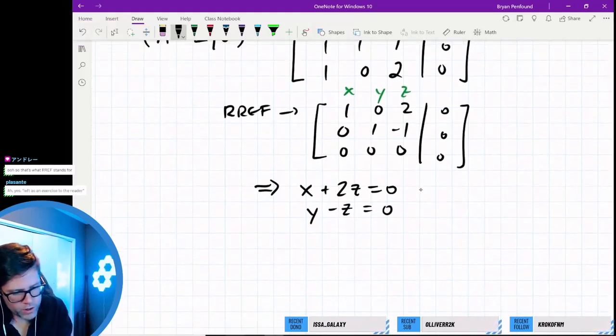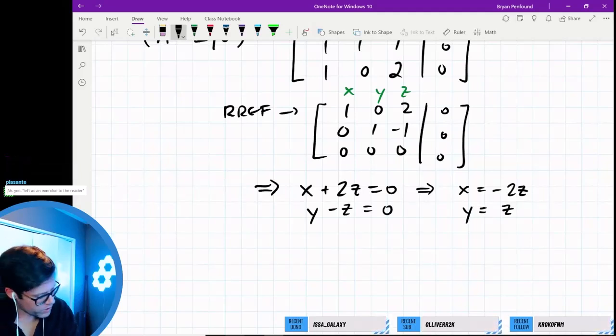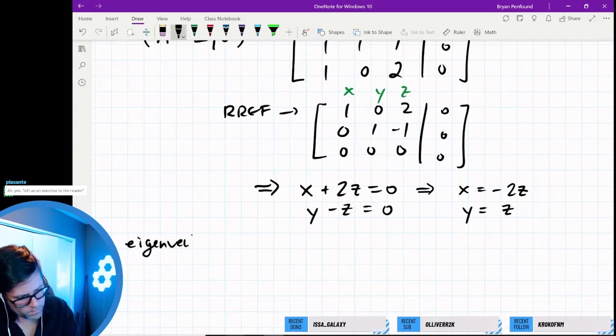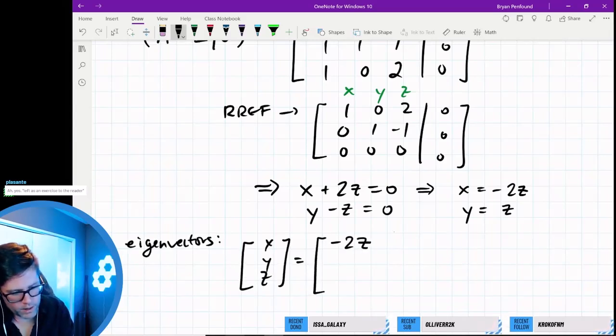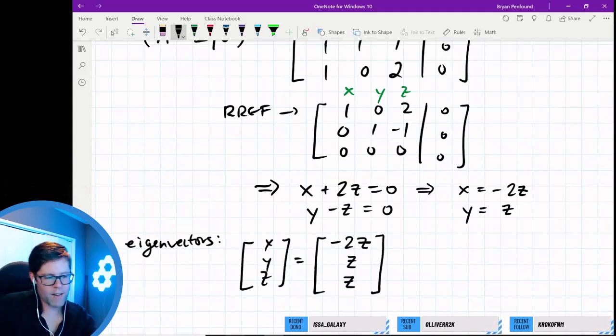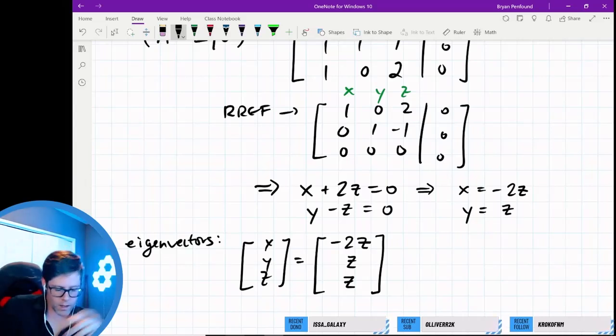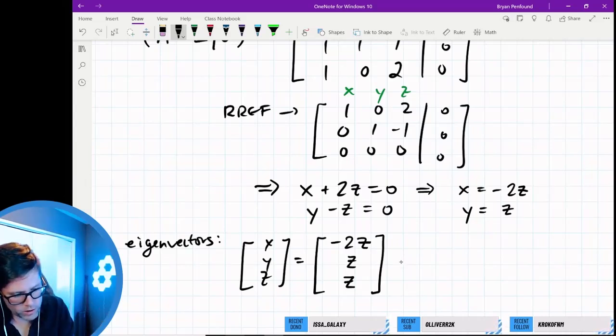So there's a relationship here that says x should be equivalent to negative 2z, and y should be equivalent to z. So when I go to construct my eigenvectors, which should come in R3 in this particular case, I know that x needs to be negative 2z, I know that y needs to be z, and I know that z here is the free parameter. It does not have a leading one in the reduced row echelon form. So all of my eigenvectors are going to look something like this.